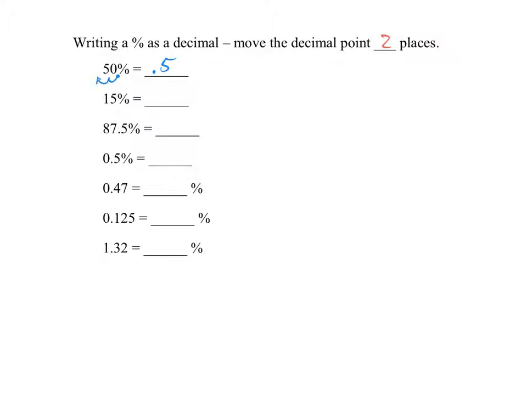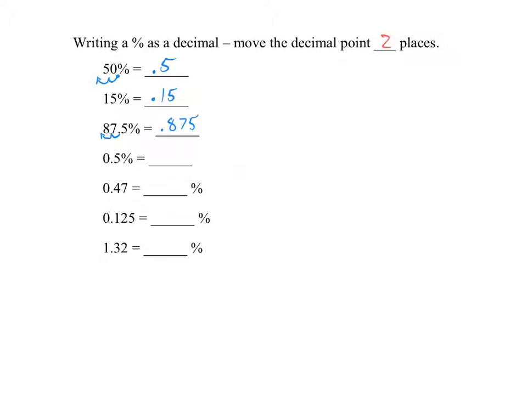So if I have 15%, 15% as a decimal will be 0.15. You guys okay with that? Then 87.5% would be 0.875. So all those, we're taking our decimal point and moving it 2 places. Good? Maybe I should throw another one at you.